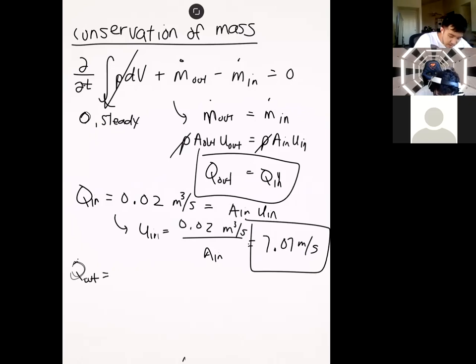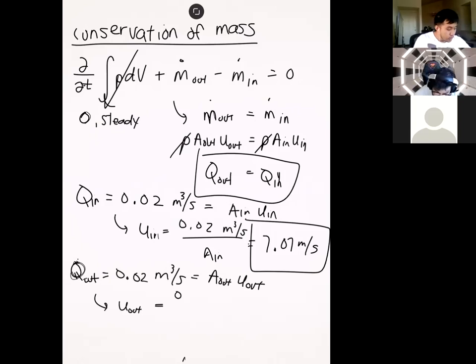And then by conservation of mass, Q in has to equal Q out. So we can say that Q out has to equal 0.02 meters cubed per second, which is equal to A out U out. We can say that U out is equal to 0.02 meters cubed per second divided by A out. And so you perform the calculation, and what you get is 63.66 meters per second.